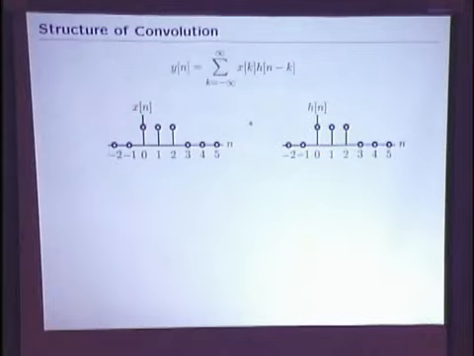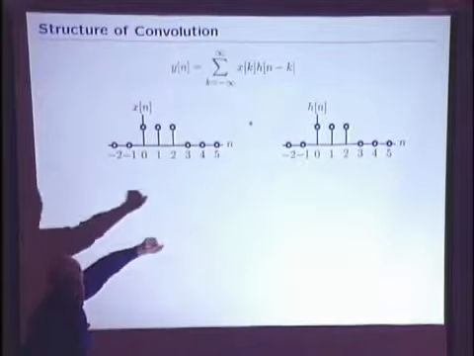Okay, so structure of convolution. So I just showed you a mathematical formula. What I'd like you to have is a little bit of an intuition for what happens when you convolve two signals. So let's think about the structure of this operation. Imagine that we're going back to that original problem. What happens when you take x of n and convolve it with h of n?